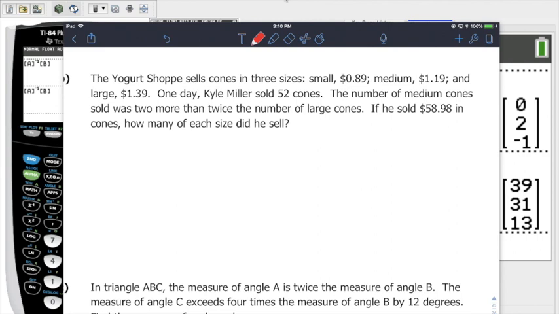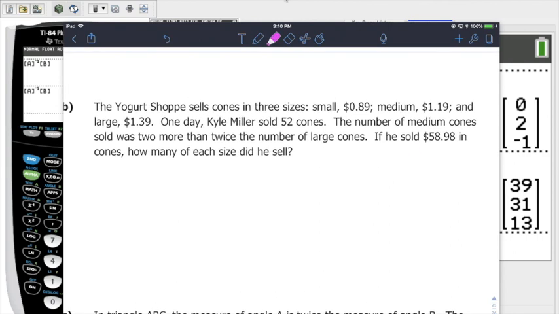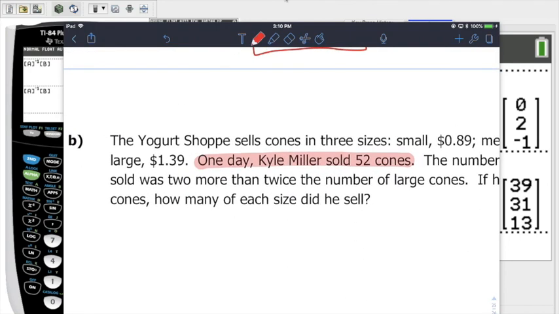So you do have 3 different variables, so we need to do all the situations here. So 52 total cones. Let's go S is the small cones. It's good to define your variables. We'll go M is medium.